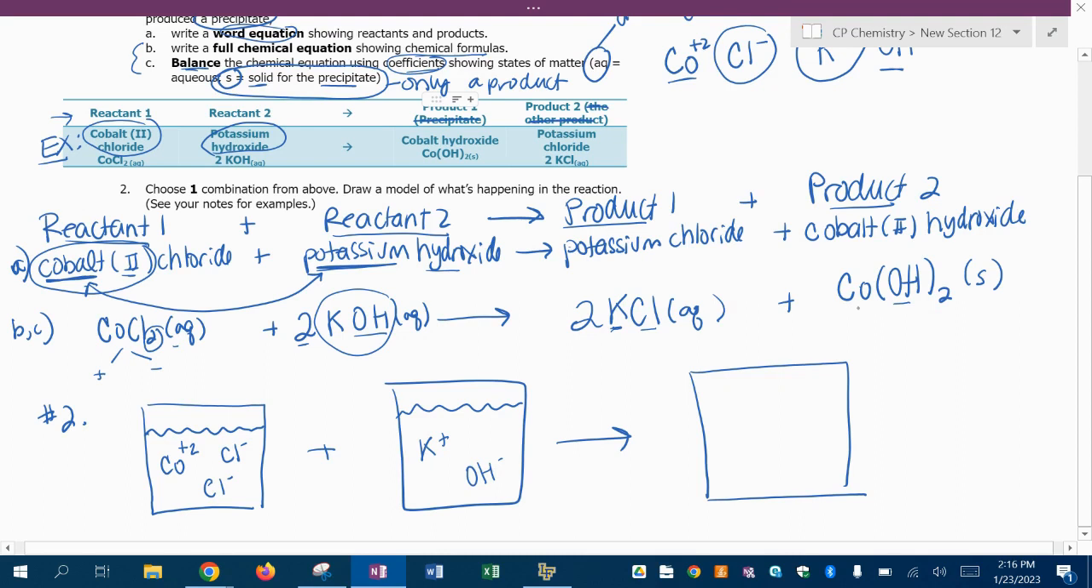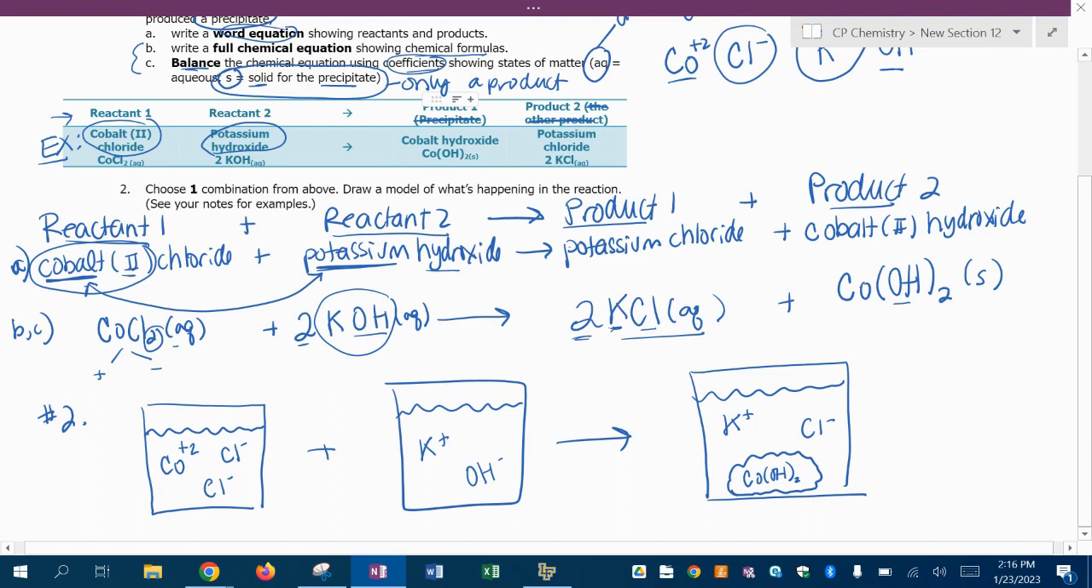Solids are going to sink to the bottom, and they don't break up into ions. So that just stays Co(OH)2. Notice I write the whole formula, and I'm just going to make it a clump of solid on the bottom of the beaker. So that's my solid. But I also have aqueous potassium chloride. So I'm going to have a little water in here, potassium ions, because it's aqueous, it splits, and chloride. There's 1 potassium, 1 chloride, so I leave it K plus 1, and 1 Cl minus 1. Again, you can ignore the coefficient of 2.